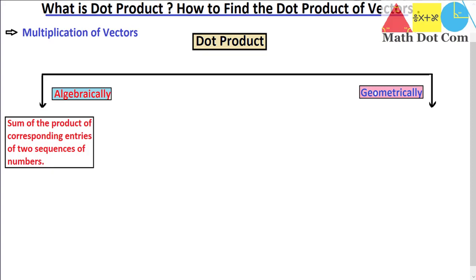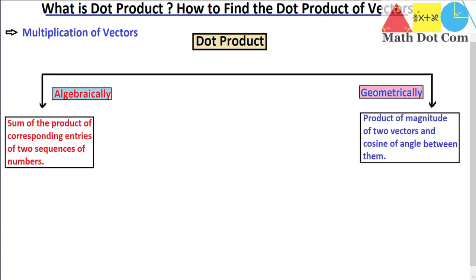Now what is the geometrical method? In the geometrical method, you have to find the product of the magnitudes of the two vectors that are to be multiplied and the cosine of the angle between them. So these are the two methods. Let's learn the algebraic method first, then we'll move towards the geometrical method.